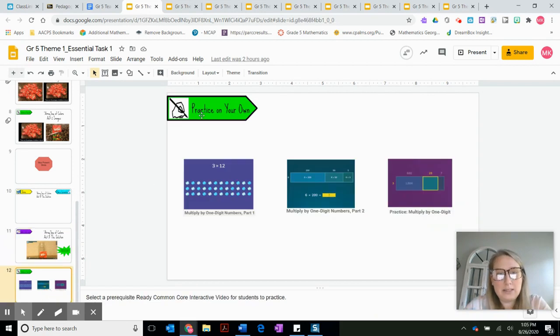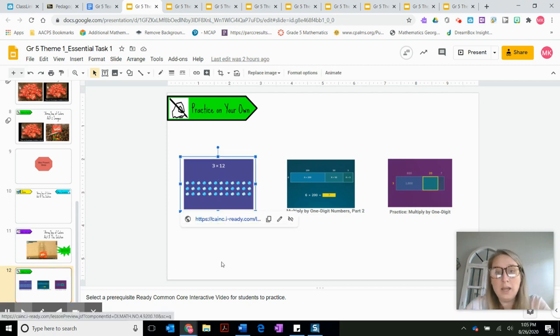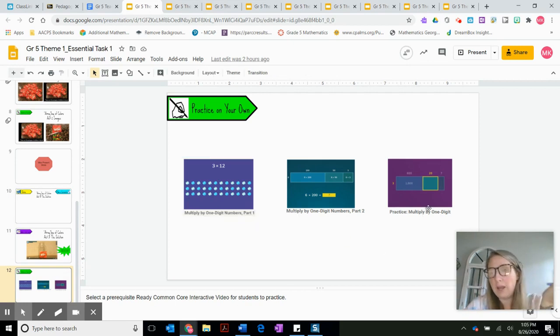Lastly, you'll notice these that say practice on your own slides. These slides are intended for students to work on their own independently. These are all videos for Ready Common Core, those interactive videos. You'll also see suggestions here for the Ready Common Core student instruction book as well. These are just suggestions, feel free to change them. For example, this is select a prerequisite video. So pick one interactive video tutorial for students to do. That's the first one.